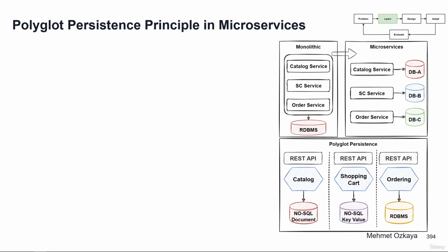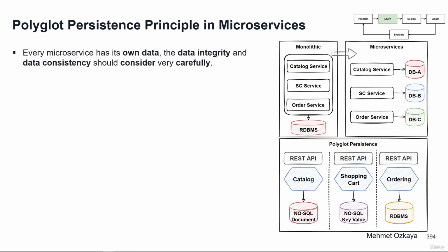In this video, we are going to learn the polyglot persistence principle in microservices. Every microservice has its own data, so data integrity and data consistency should be considered very carefully. The main principle of microservices data management is that each microservice should manage its own data. We can call this principle database per service.